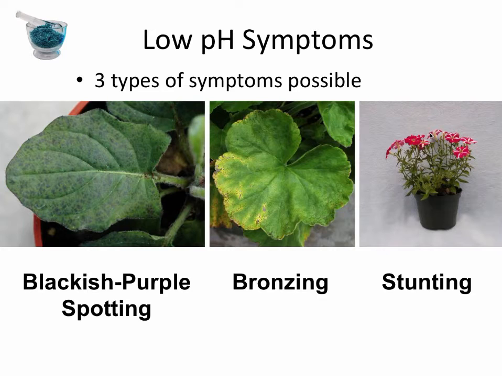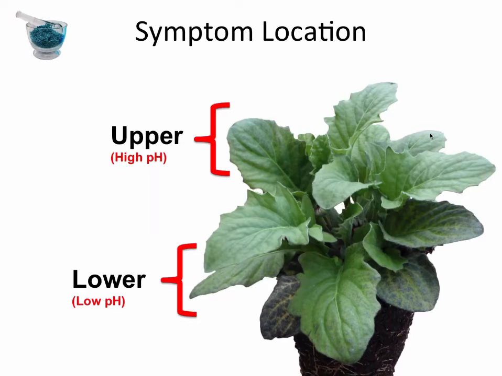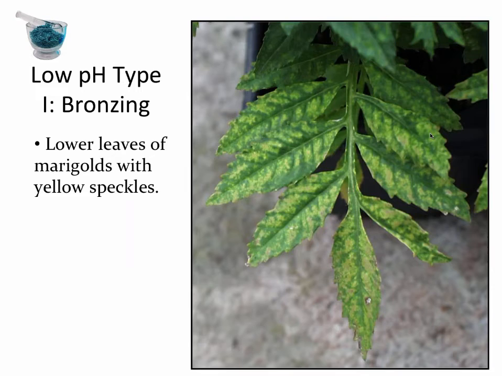So when we're looking at symptomology, the important part is where are the symptoms occurring? So I have the upper leaves, and it's a little harder on a rosette type plant like gerbera, but if it's the upper foliage having intervenal chlorosis, usually we look at high pH. And if it's a low pH problem, it happens on the lower foliage. So that location matters. So here's a typical bronzing that we see on marigolds. So it's kind of yellowish. There's a little russeting that will come at advanced symptomology. Those are all symptoms that occur with low pH.